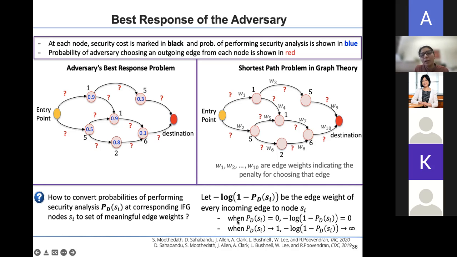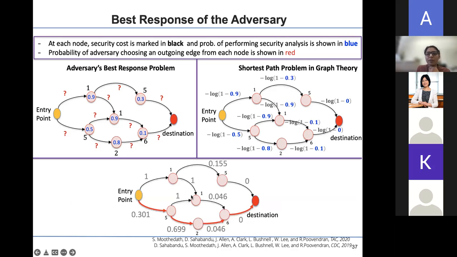And just to give a flavor of it, let's say PD(Si) is 0. That is, that node was not chosen as a security checkpoint, right? Then minus log(1 minus PD(Si)) is 0. So that edge has weight 0. So it's a free edge for the adversary. On the other hand, when PD(Si) is 1, that is, that node is chosen as a security checkpoint with probability 1, then the edge weight is infinity. So selecting that edge for the adversary is kind of the death situation, right? He'll be always caught. So that's how we transform the edge weights.